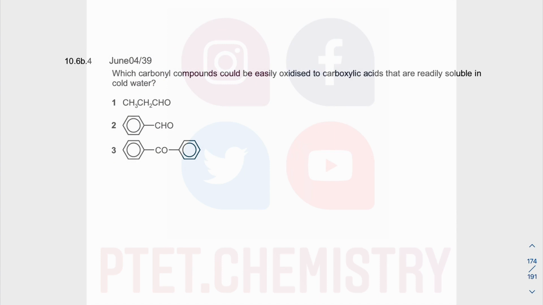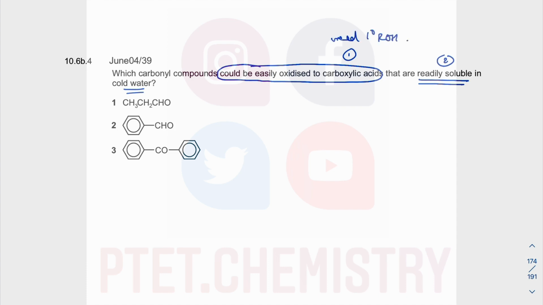With this next question, it says which carbonyl compound could be easily oxidized to a carboxylic acid that is readily soluble in cold water. So there are two parts to it, yeah? Part 1 and part 2. Can it oxidize to a carboxylic acid? You need a primary alcohol, no problem, alright? Or you also need an aldehyde. An aldehyde can also be oxidized to a carboxylic acid, because I just saw the aldehyde there, alright?